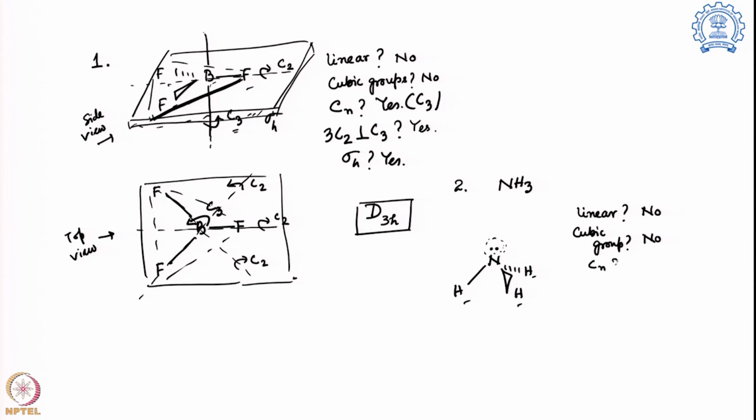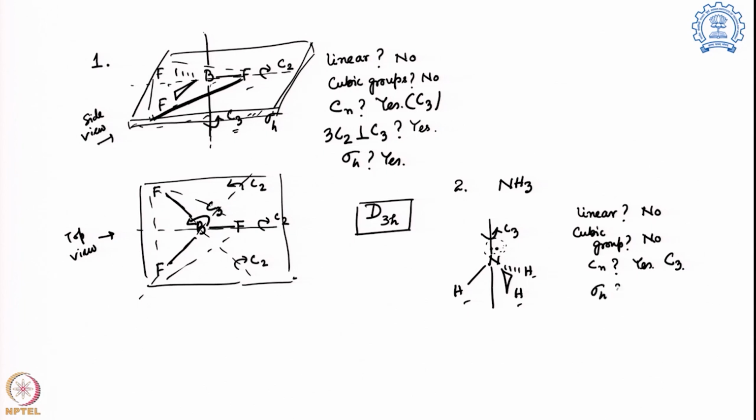Next question is, what is the Cn? The Cn is actually through this nitrogen, where you have a C3 axis of rotation. You can see nitrogen remains as it is, and all the hydrogens change places. So, yes, the Cn is present and it is a C3 axis.